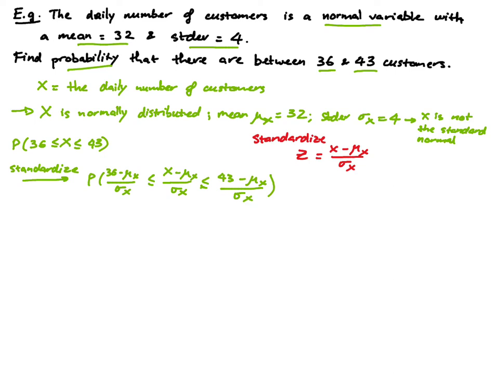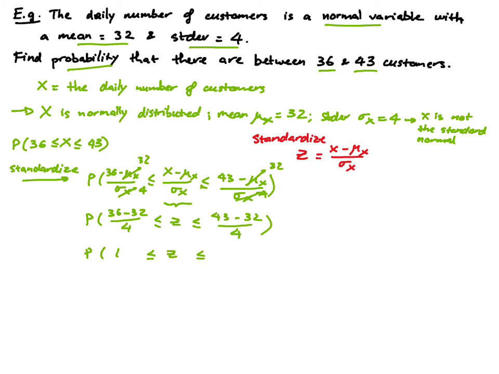But we know that mu X is equal to 32, right? So this is 32, this is 32, and then sigma X is equal to 4. So we're going to have 36 minus 32 divided by 4. This middle part here, according to our formula, becomes Z, right? And then we're going to have 43 minus 32 divided by 4. That means that we have the probability that 1 is less than or equal to Z, less than or equal to 2.75.